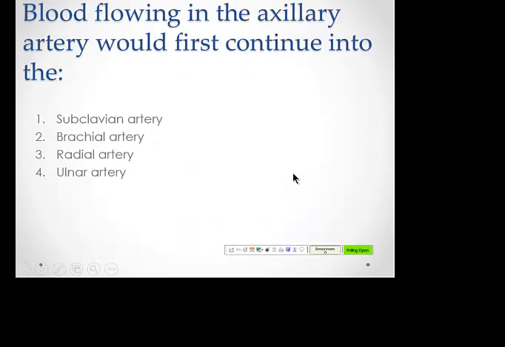Okay, now suppose you got a question like this. Blood flowing into the axillary artery would first continue into which artery mentioned here?